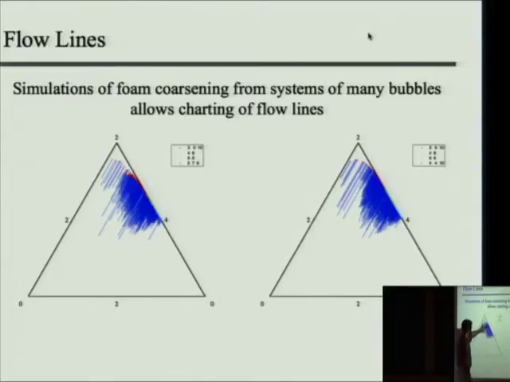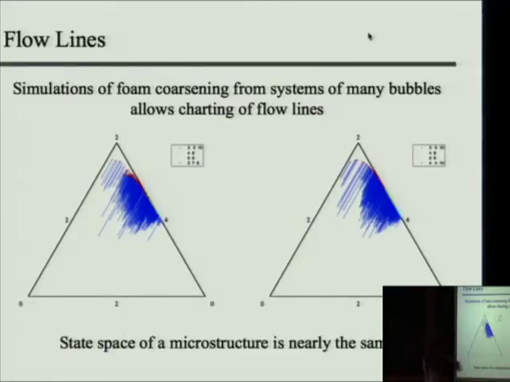It's kind of feathery up here, but the topologies that you transition to, the density of the flow lines, it's all very similar. And so this is our claim that this is an approximate state space for a microstructure for the grain growth case.